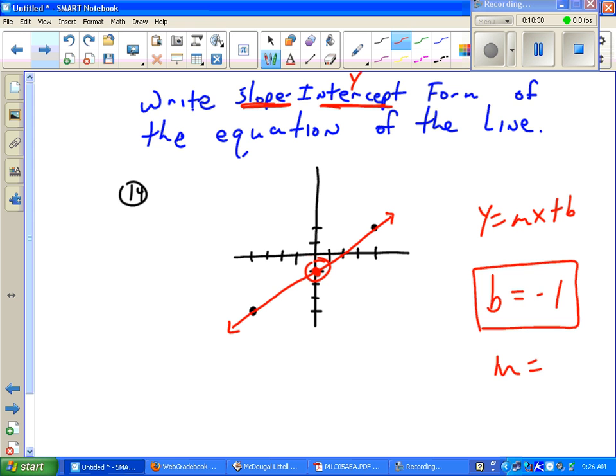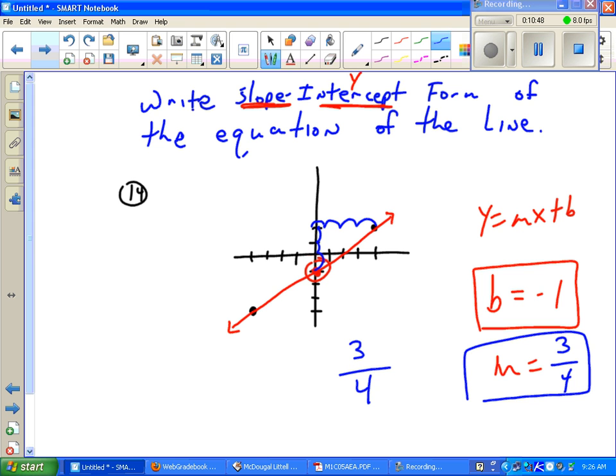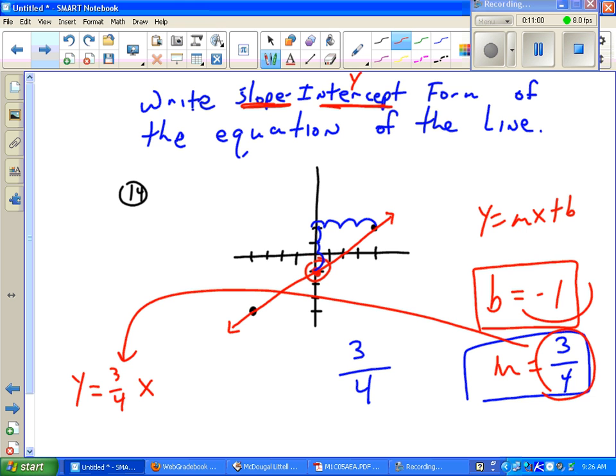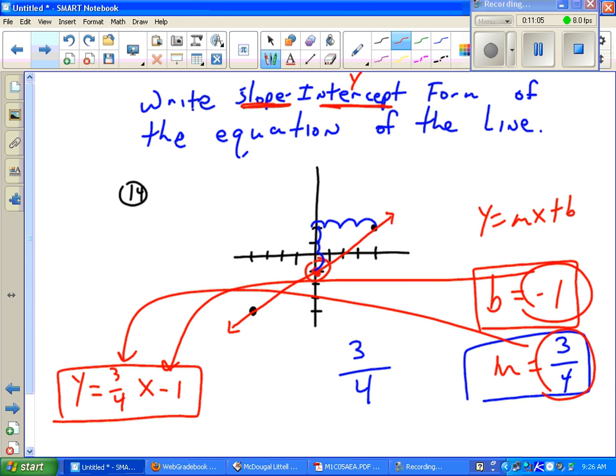In order to do that, go ahead and count. Start here. Count up 1, 2, 3. So since we went up 3, it's +3. And we go to the right 1, 2, 3, 4 times. To the right 4 times. So +4. So your m value is 3/4. Now that you have b and you have m, y equals, just like we did a second ago, y equals something times x plus b, or mx plus b. Plug in m right there, 3/4, and plug in b right there, -1. Y equals 3/4 x minus 1.